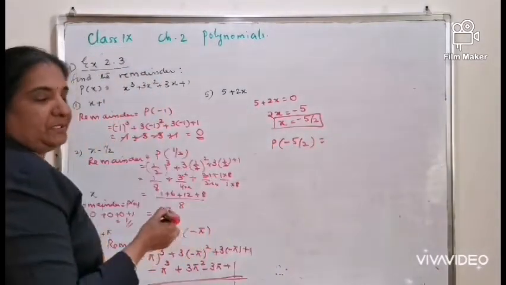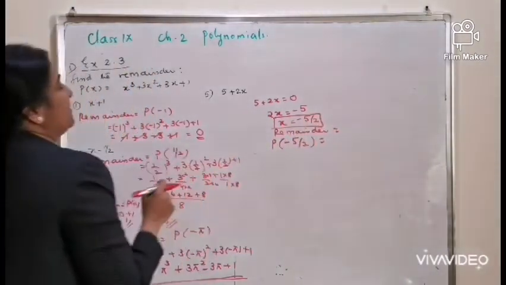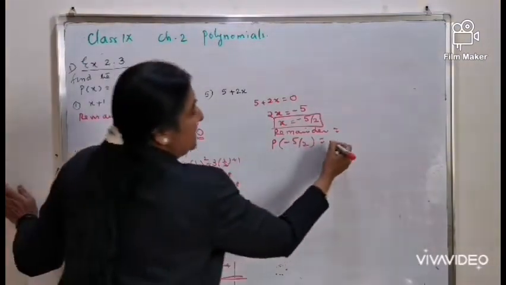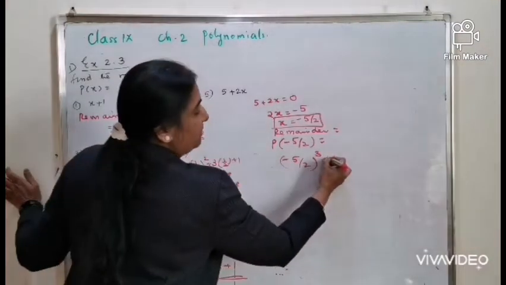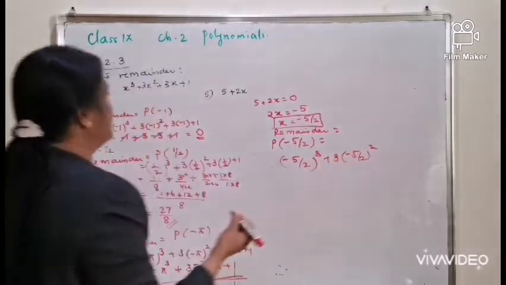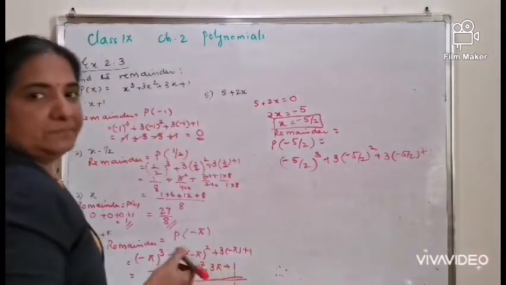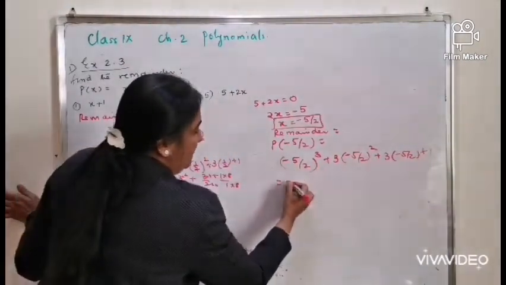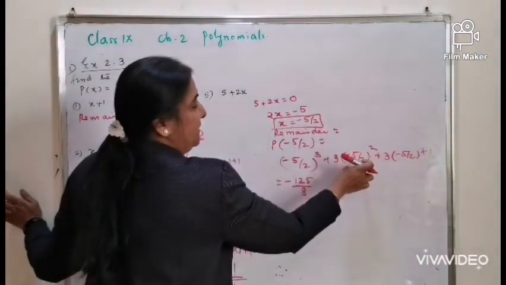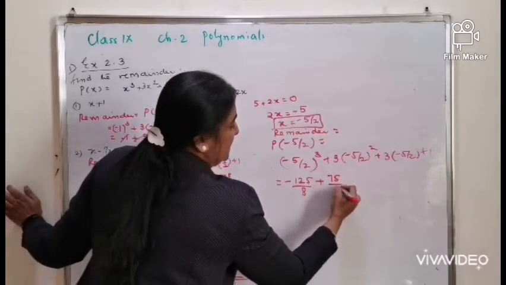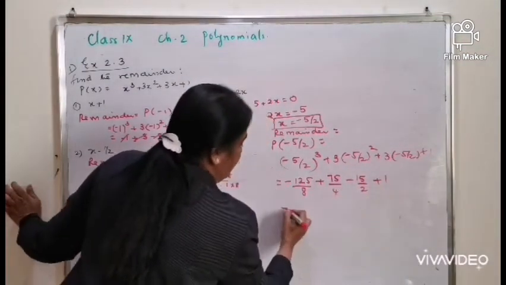You are going to substitute and the remainder is p of minus 5 by 2. Minus 5 by 2 the whole cubed plus 3 into minus 5 by 2 the whole square plus 3 into minus 5 by 2 plus 1, which is the same as minus 125 by 8. 5 squared is 25 by 4. 3 into 25 is 75 by 4. Minus 15 by 2 plus 1.